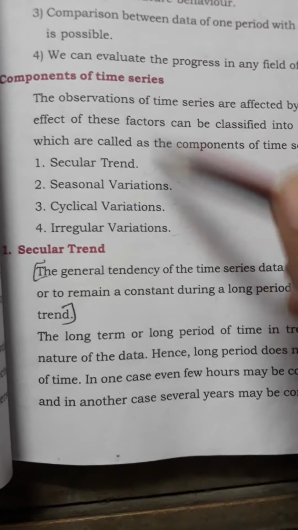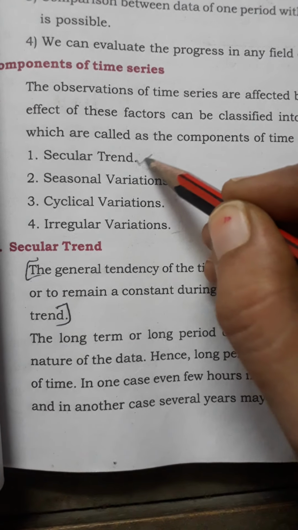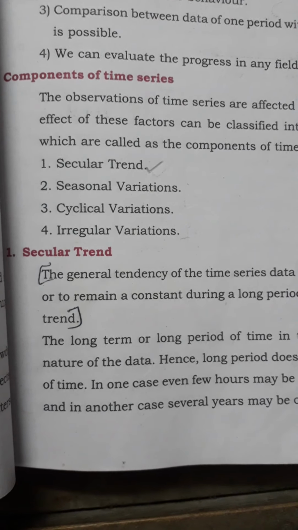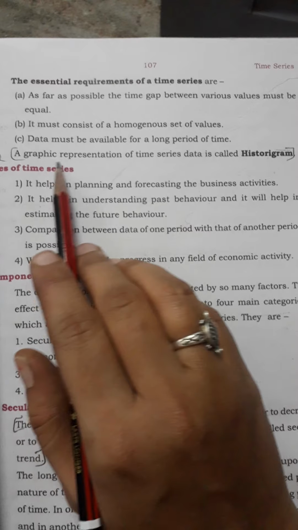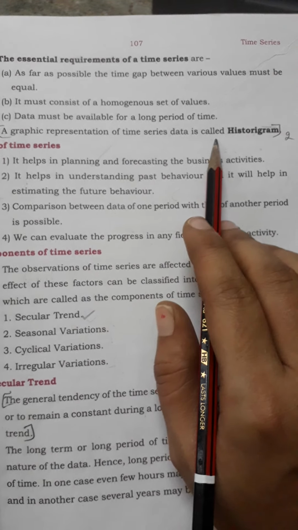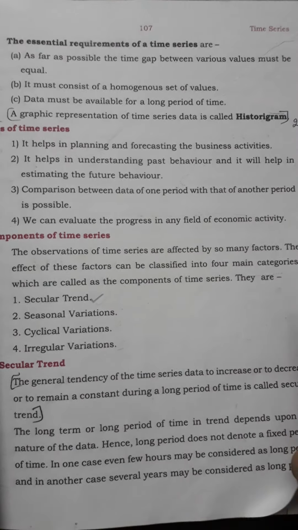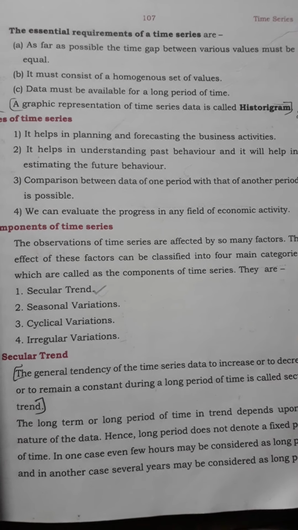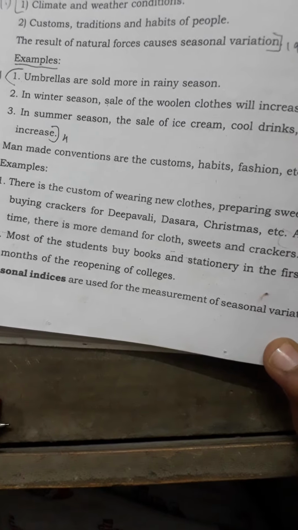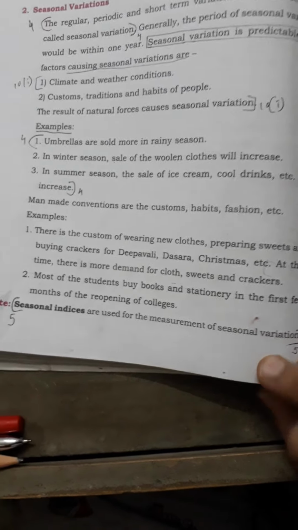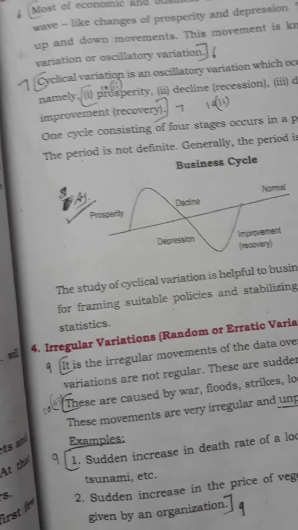In these components, the first one is important and we are discussing only the first one, how to calculate the secular trend and all. Okay, and the important one mark here is, a graphical representation of time series data is called histogram. Then seasonal indices are used for the measurement of seasonal variations. Then this is the diagram of business cycle.